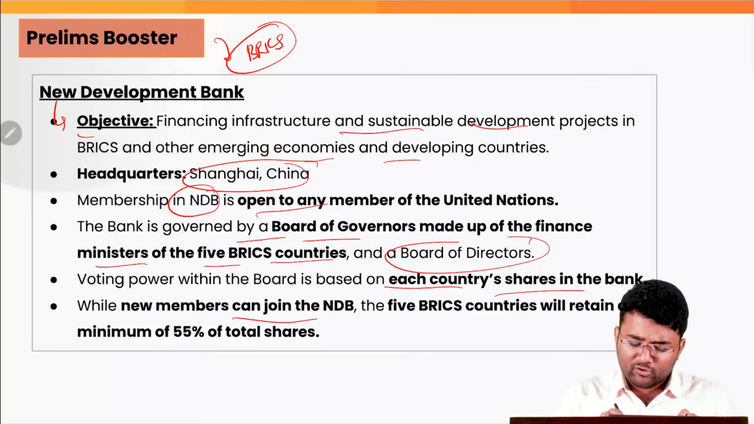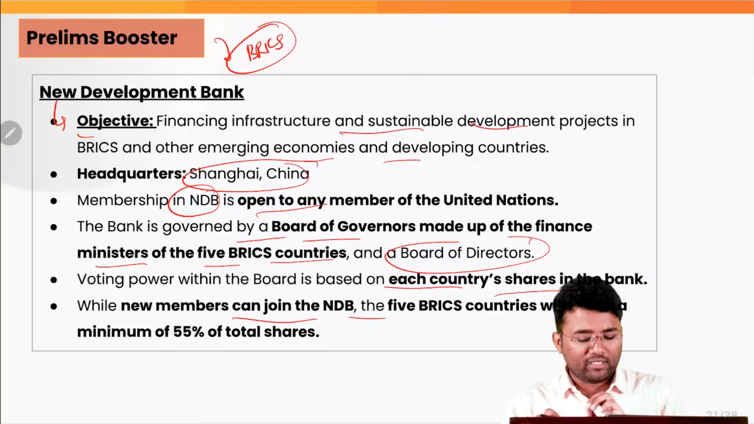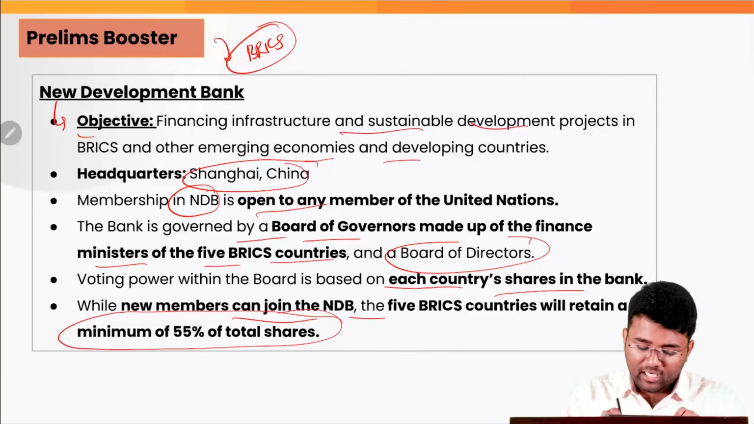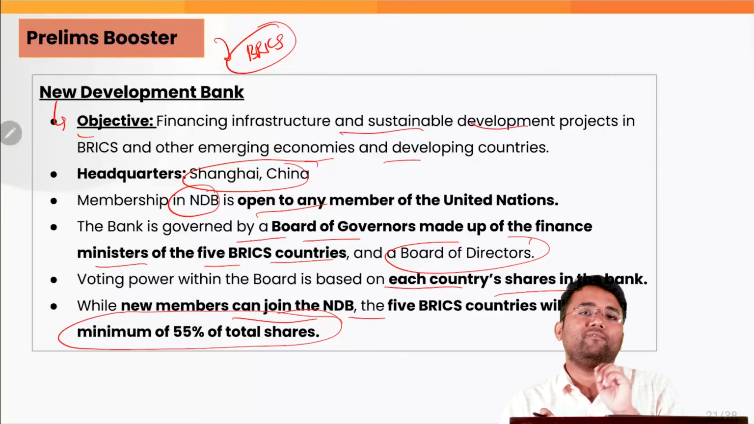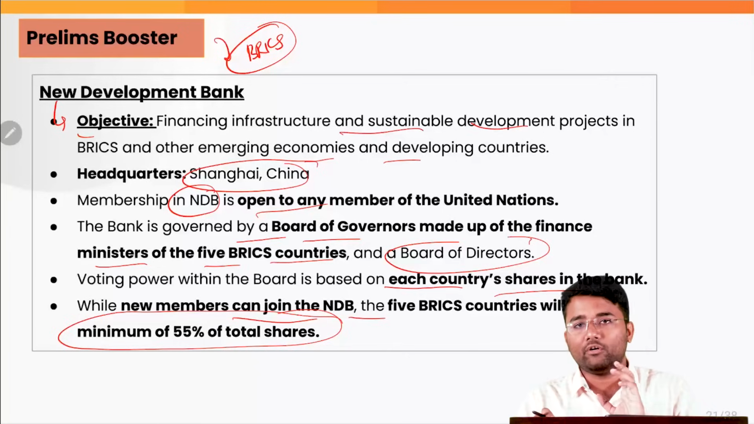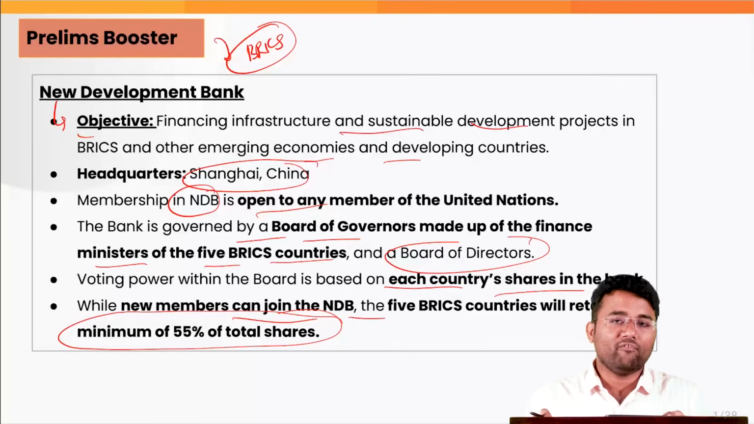When new members join the New Development Bank, the 5 BRICS countries will retain a minimum of 55% of the total share. Their share cannot be reduced beyond this 55%.